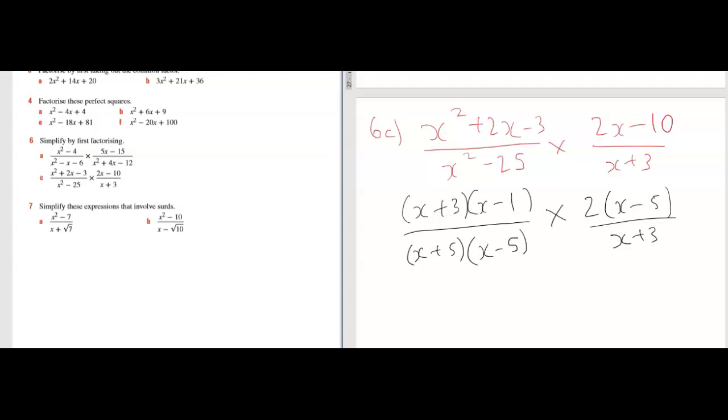Remember, we don't have to multiply them all together now. We can kind of know that the numerators all cancel out with any denominators. So this x plus 3 cancels out with this x plus 3. We've got x minus 5 here. That can cancel out with that x minus 5. So we're left with, on the top, 2 times x minus 1 over x plus 5. And I'm going to just pause to make sure that's correct. Hopefully it is. All right, good. It's correct.